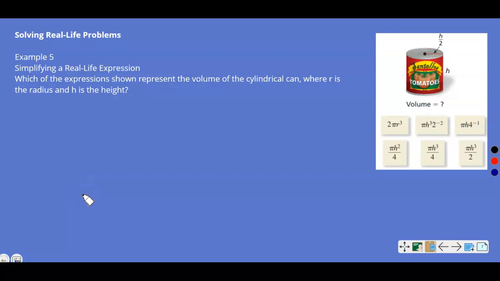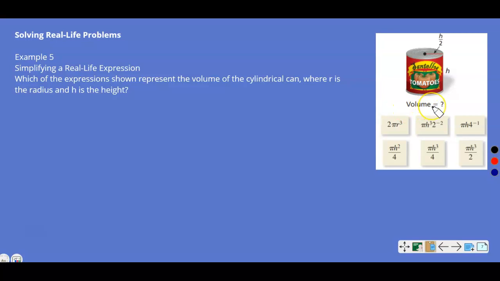All right, we're still working on properties of exponents. We're on example 5. So we will need to simplify a real-life expression. Which of the expressions shown represent the volume of a cylindrical can where R is the radius and H is the height? So it shows a can here, and it shows us that R, our radius, is H over 2, and it shows the height of the can is going to be H.